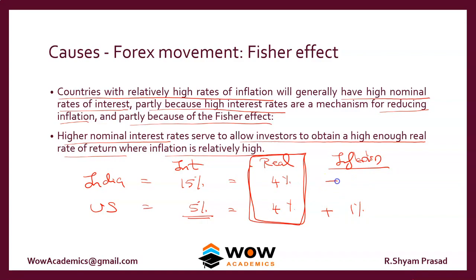But what about the inflation in India? The inflation in India is 11%. So that's why we get the 15. If you take some other country, something like South Africa, again the same parity works. In South Africa, the interest rate might be 20%. The real rate across all the countries will be 4%, but the inflation in South Africa might have been 16%. So that's why when you add both, you get your nominal rate of interest.